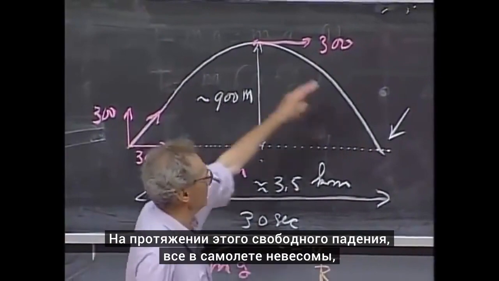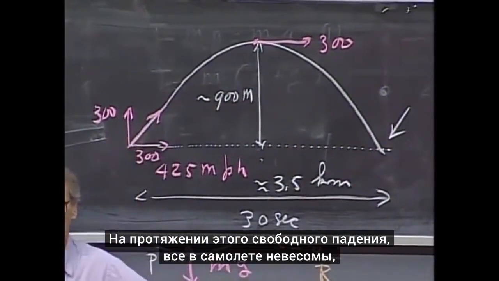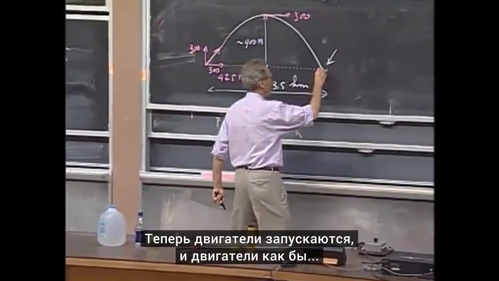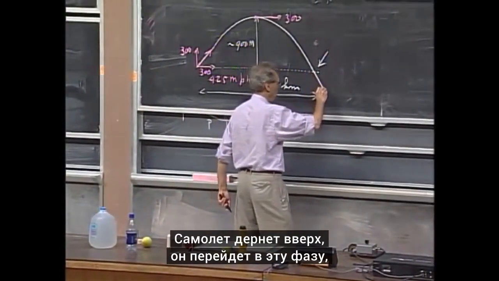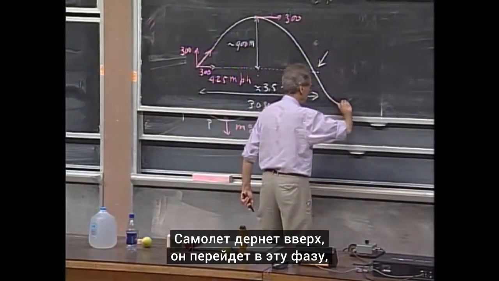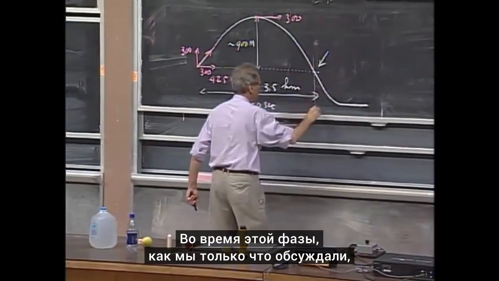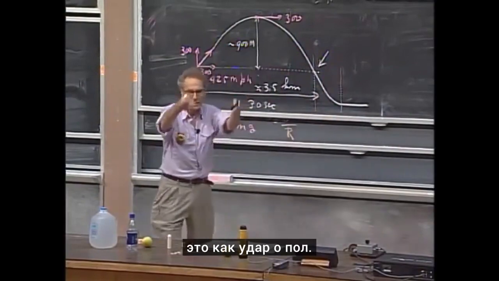During this free fall, everyone in the airplane is weightless, including the airplane itself. Now the engines start, the plane pulls up, goes into this phase, and then flies horizontally for a while. During this phase, as we just discussed, it's like hitting the floor.